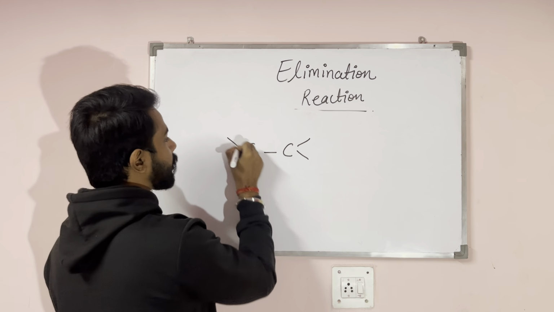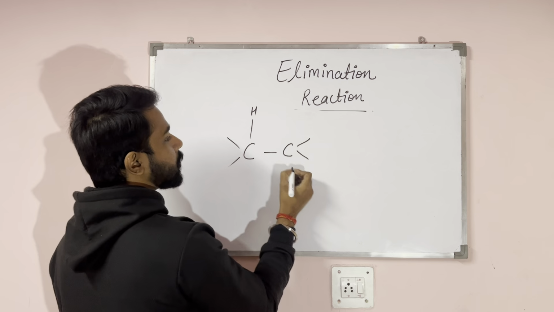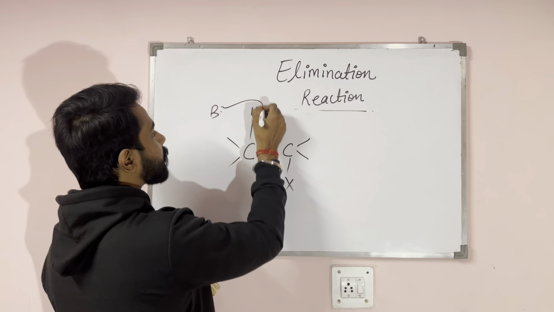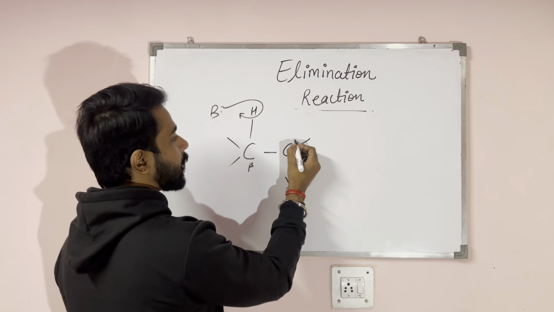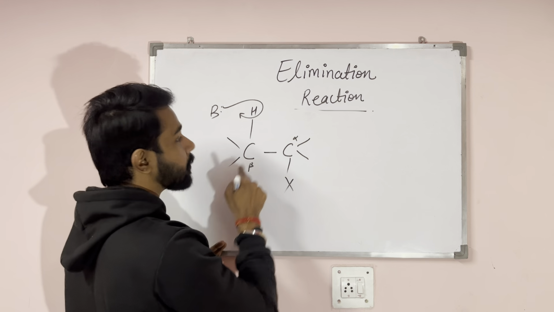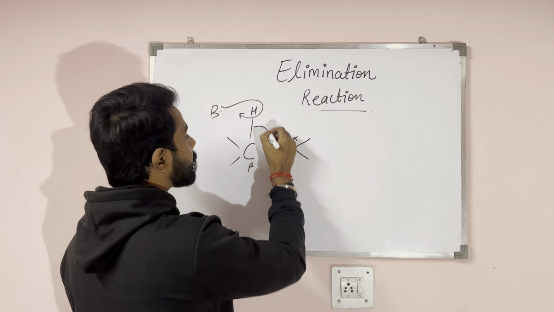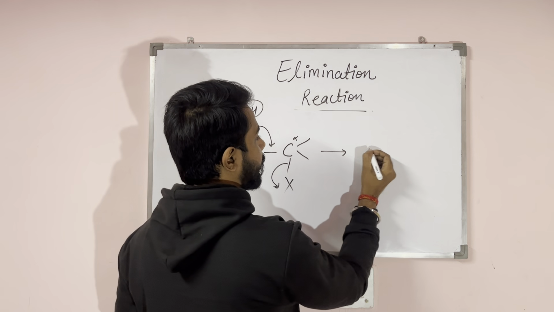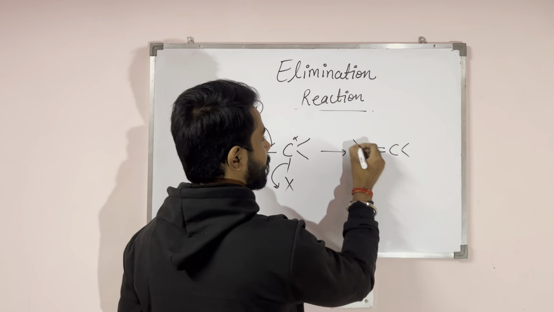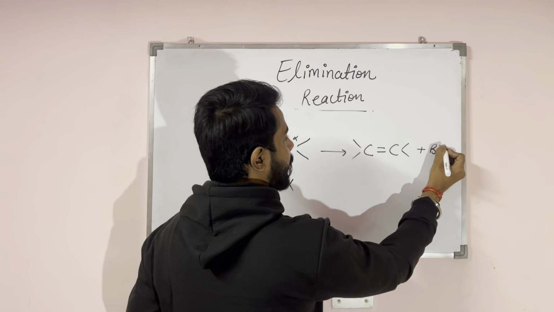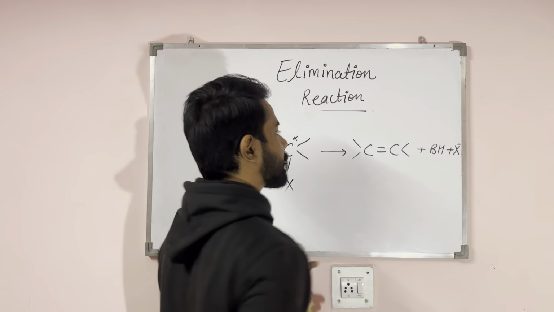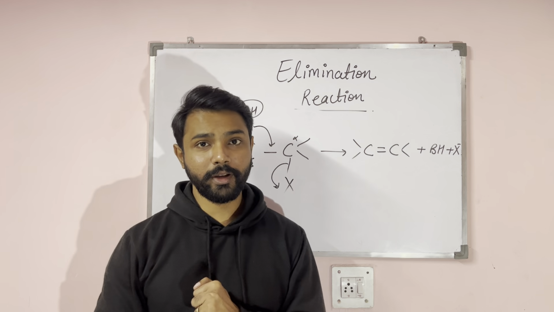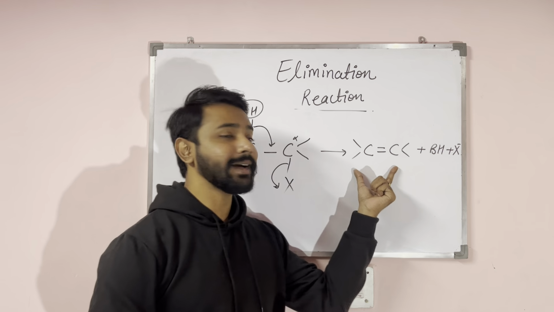Here I am drawing it again for you. This is the base. It is abstracting this beta hydrogen, and this is the alpha carbon, and this is the beta carbon, so this is the beta hydrogen. Clear? This electron pair will come here, and this will go like this. What we get is BH plus X minus. Clear? So this is the elimination reaction, or the general concept of elimination reaction, and we get an alkene.